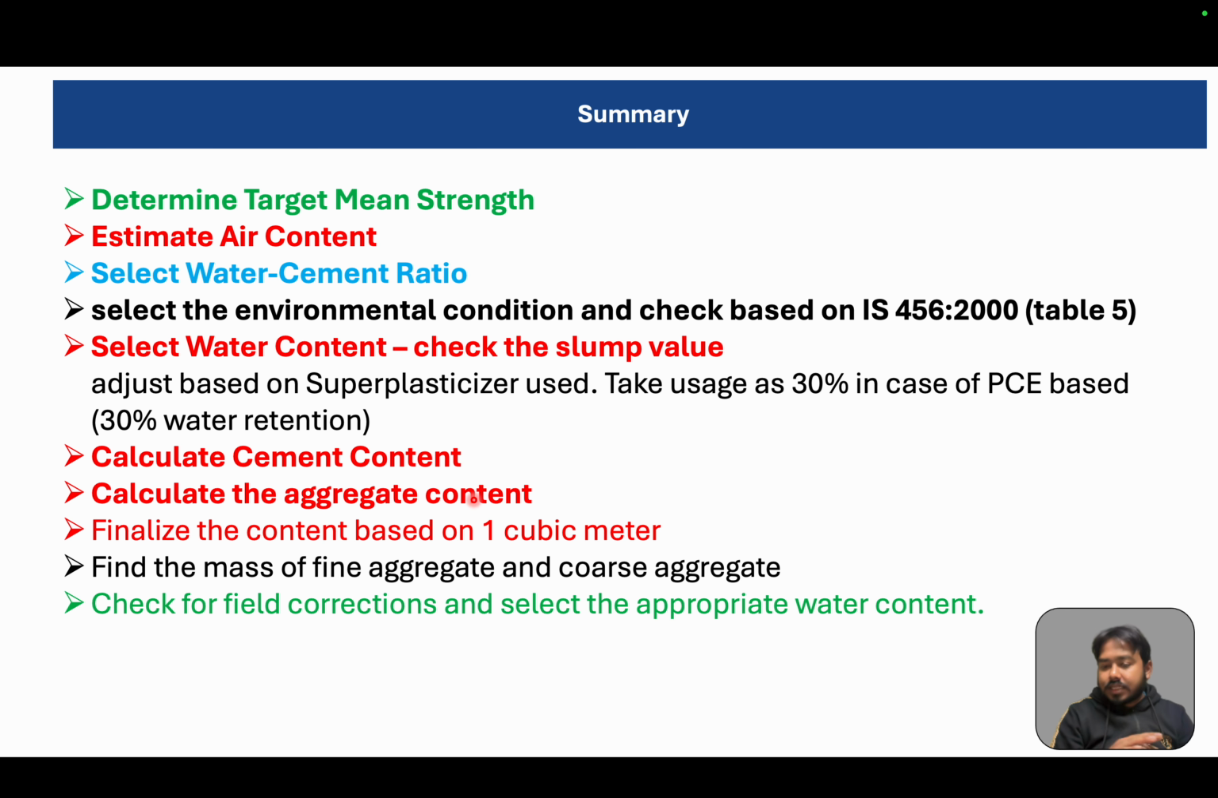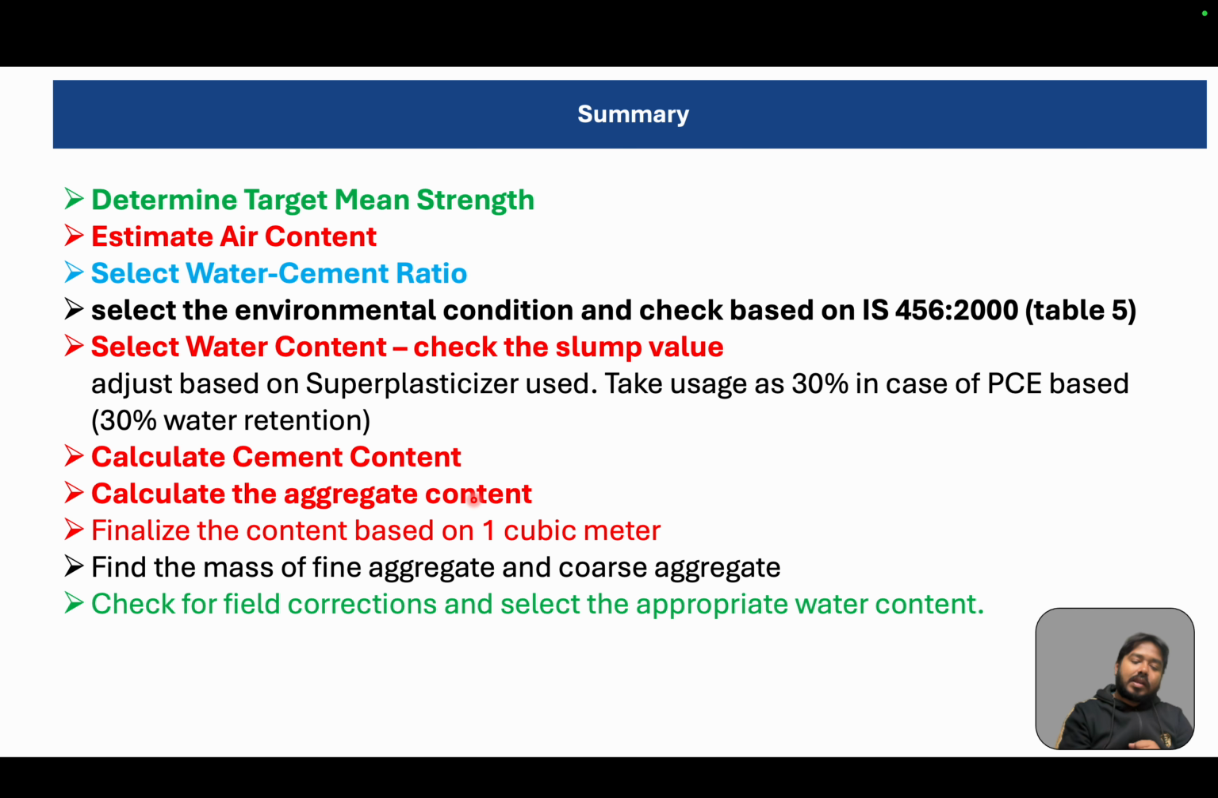Once aggregate content is done, then all the values you got from step 1 to step 6, you have to convert into 1 meter cube. So how much is the air content, how much is the aggregate content, the water content, the cement content, the superplasticizer content. All this you have to convert into per meter cube. Once you subtract all these ingredients, whose values are known to you, from the 1 meter cube, you will get the total volume of aggregate, and that you represent as the value G.